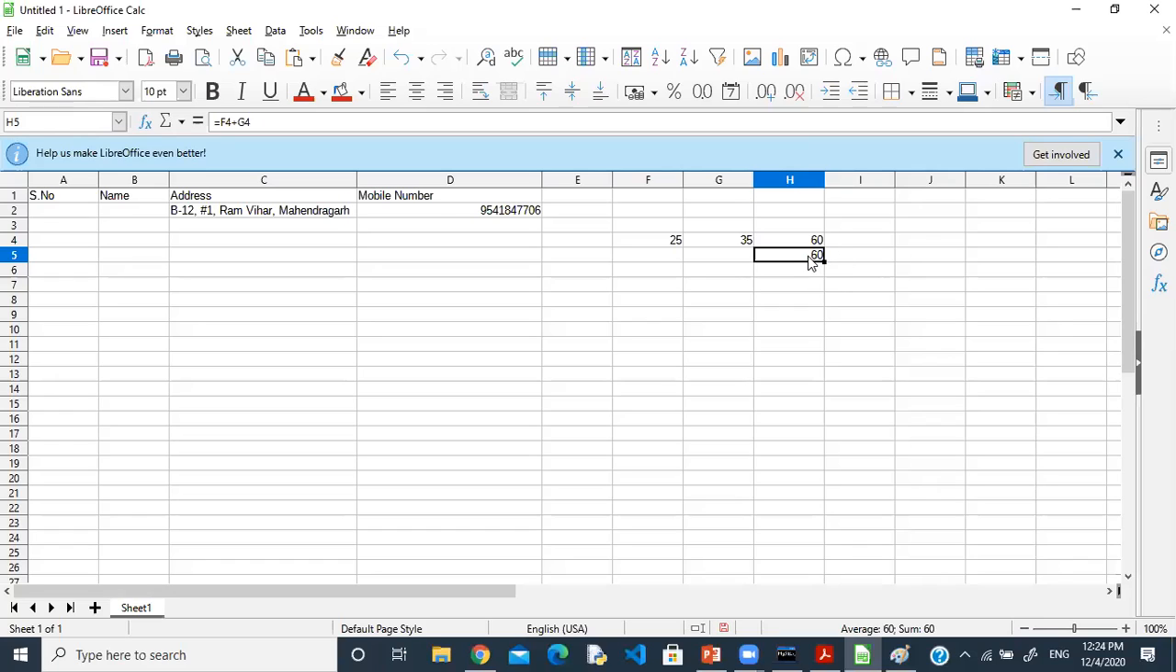Look at this. In the cell, 60 is displayed, but in the formula bar the expression is displayed: equal to F4 plus G4. Now, what is the difference between the previous formula and this formula? There is some difference. I'm writing 85 here, replacing 25 with 85, plus 35. What happened? The result is automatically changed. But here it has not changed, while at this place it changed automatically.